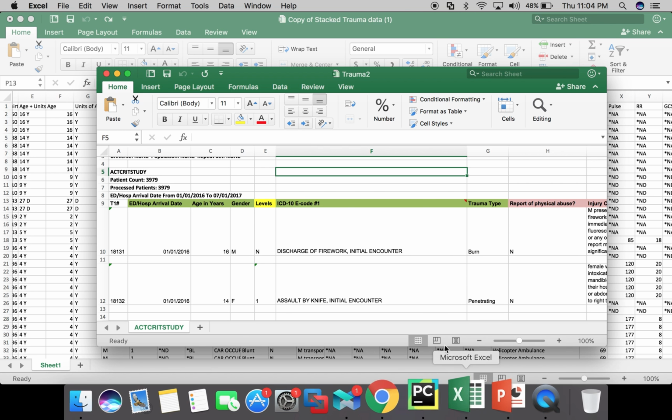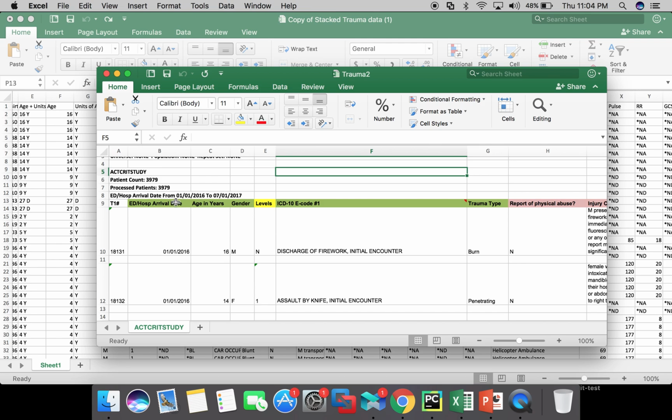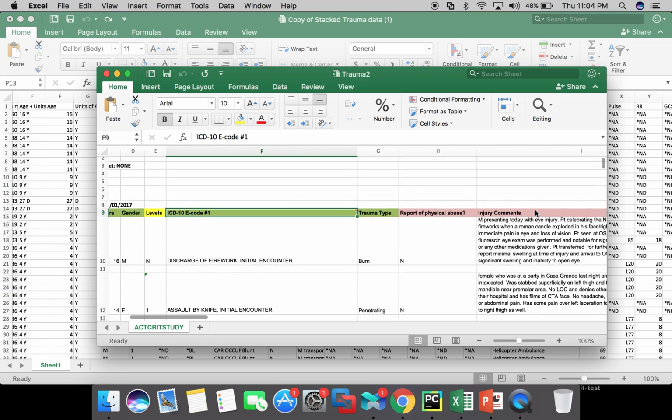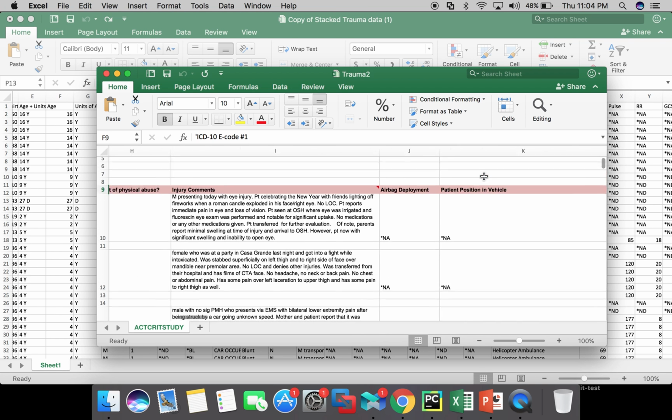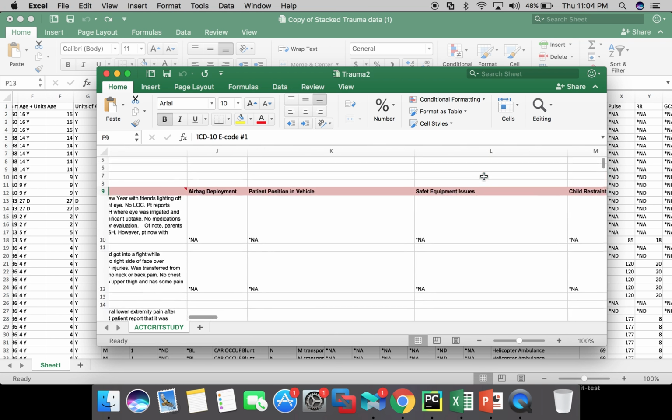If we go here to the Excel file, the green columns are the preconditions. These are the conditions that we know about before the child is actually in the hospital, for example the age, the gender, and the injury code. The pink columns over here are the post conditions that are identified after they're admitted.